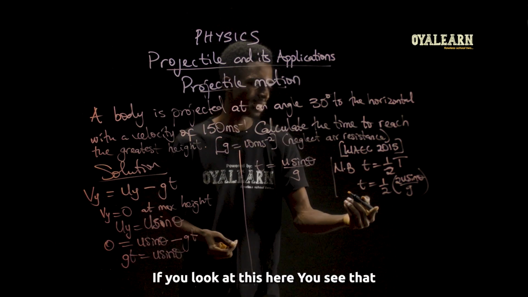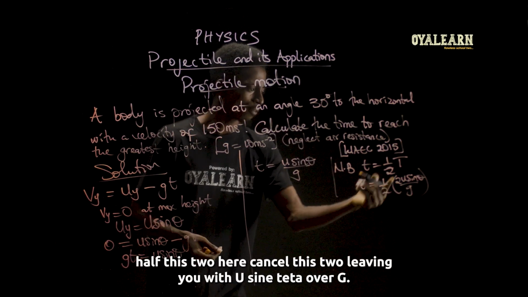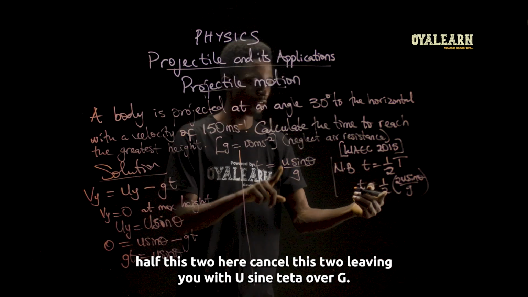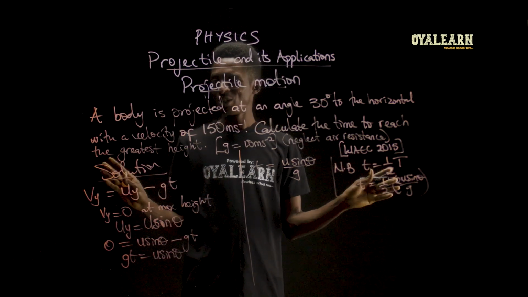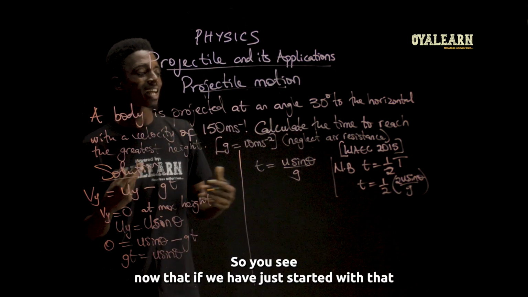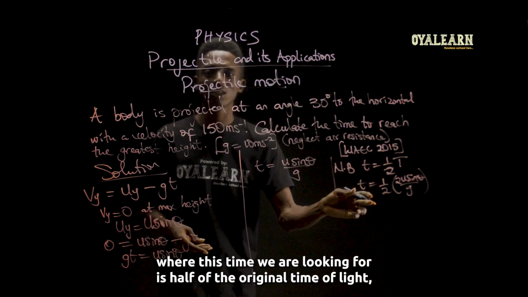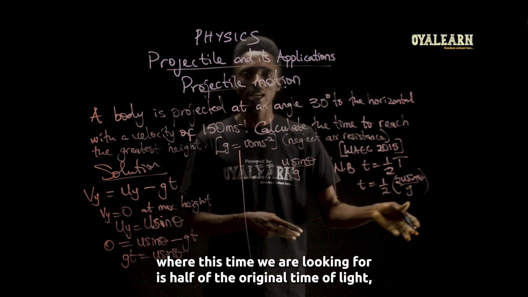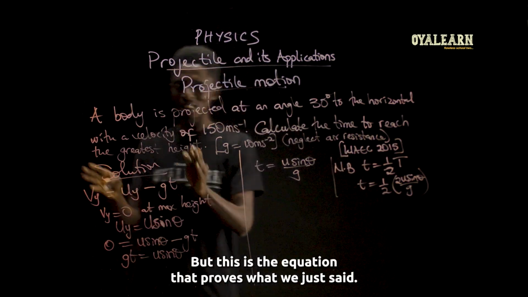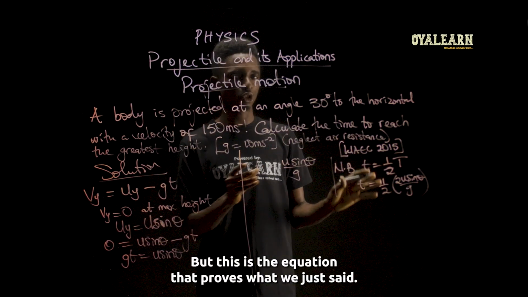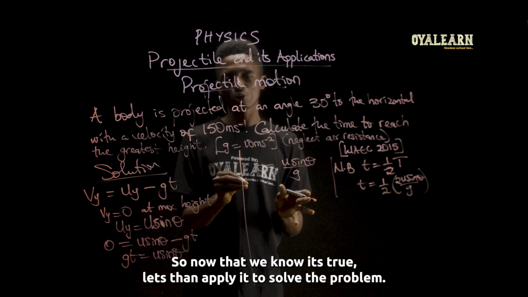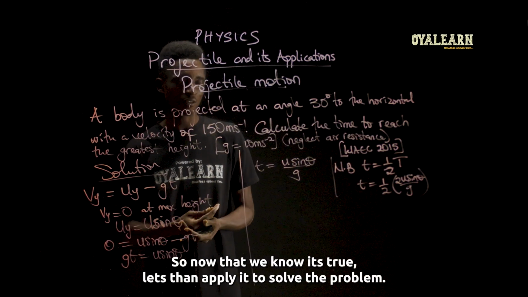If you look at this here, you see that half, this 2 here cancels this 2, leaving you with u sine theta over g. So you see now that if we had just started with that, where this time we are looking for is half of the original time of flight, that would have been fine. But this is the equation that proves what we just said. So now that we know it's true, let's then apply it to solve the problem.